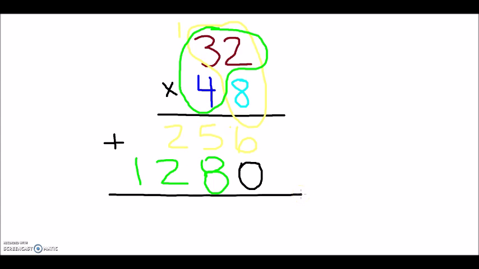So 6 plus 0 is 6. 5 plus 8 is 13, so we write the 3 and carry the 1. 2 plus 2 is 4, plus the carried 1 is 5. And then we bring our 1 down. So your answer to 32 times 48 is 1,536. And that is how you multiply two two-digit numbers together.